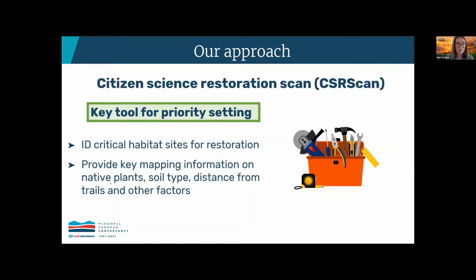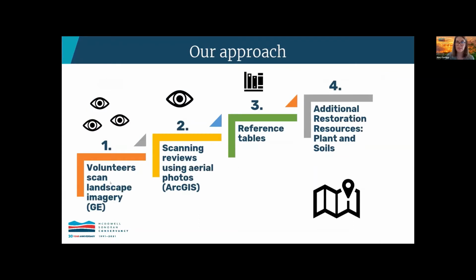So information on what native plants are typically in those areas, what soil type is typically on those degraded sites, and other important information like distance from trailheads to get there to do some restoration work, and other factors related to that. So Dan's going to walk us through what our method is, what the citizen science restoration approach does.